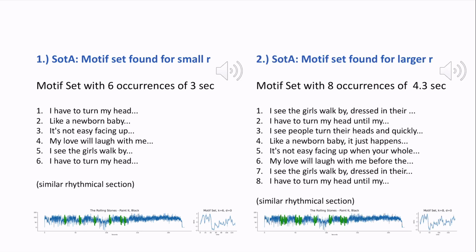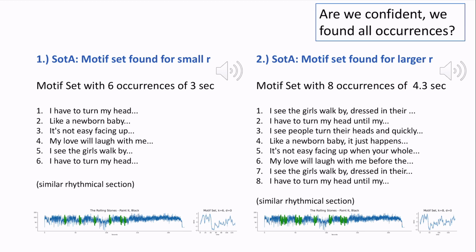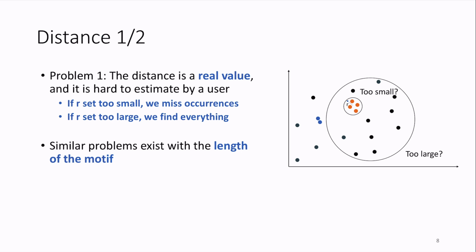If we now increase the radius r to a larger value and also increase the window length to 4.3 seconds, we may find a larger motif and also more occurrences. The question that arises: when are we actually confident we found all occurrences of the motif? We believe there are actually 2 problems in state of the art. The first one being distance is a real value and it's very hard to estimate by the user. If we set it too small, we may miss occurrences as depicted here. If we set it too large, we simply find everything as a motif. So the whole time series will be returned as a motif.